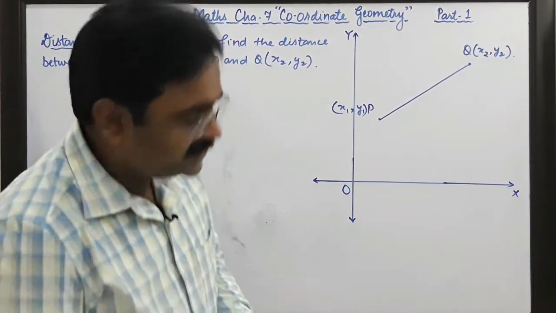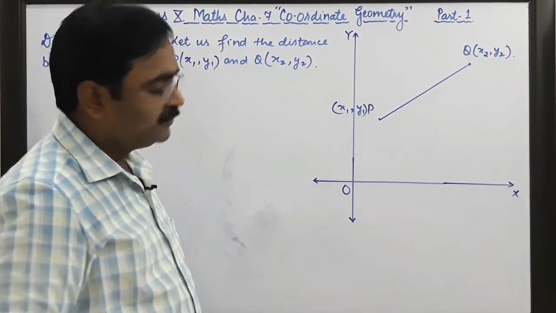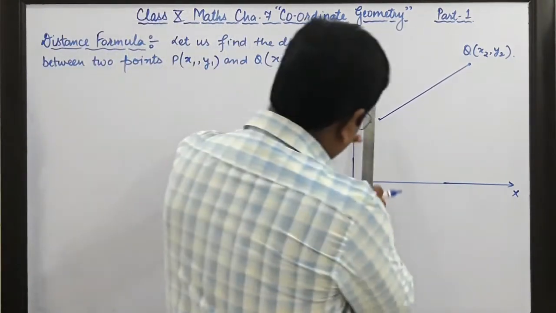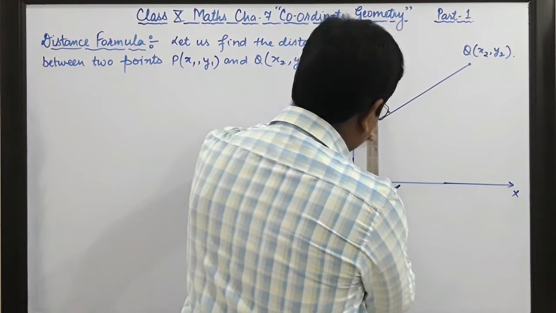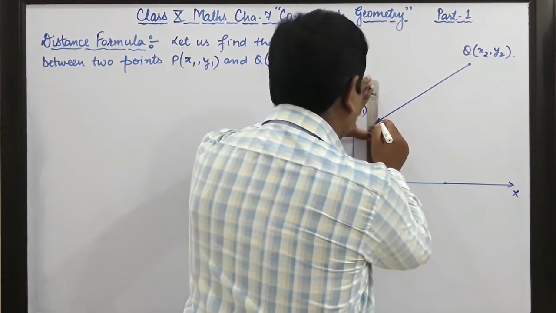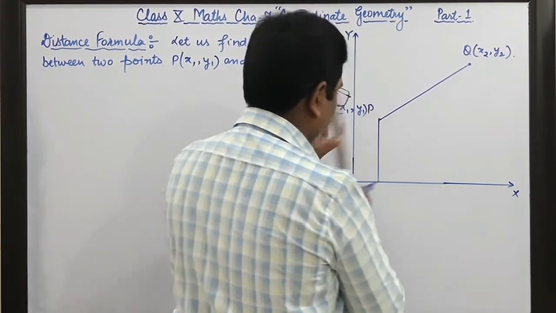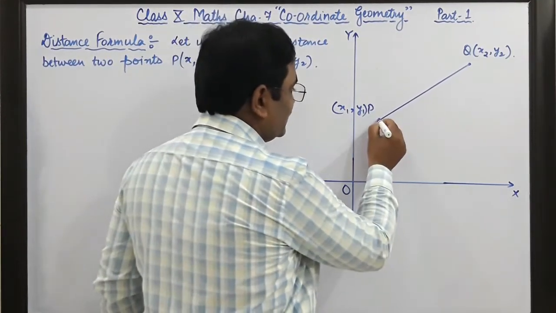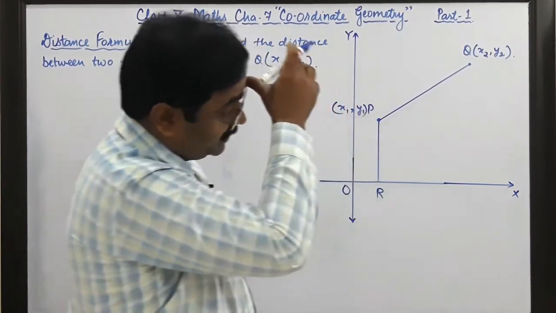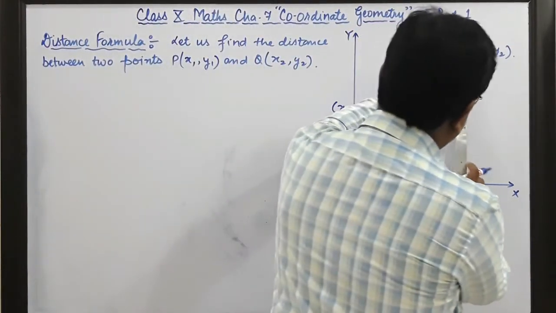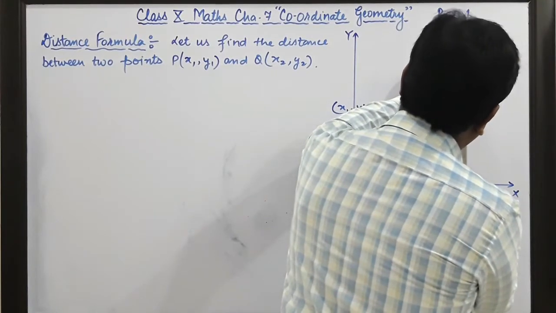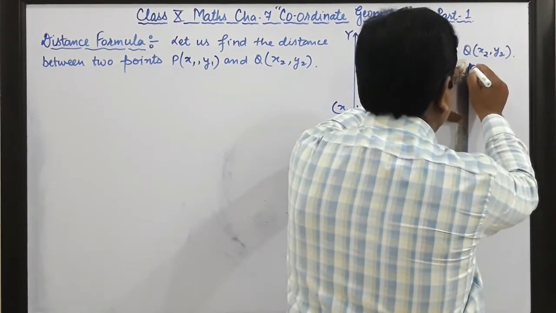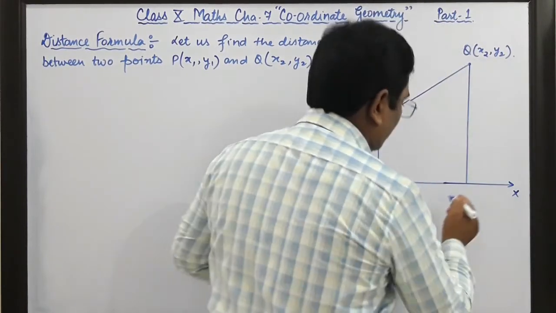To find the distance between these 2 points P and Q, we need to draw a line segment PR such that this line is perpendicular on the x-axis. So PR is the line perpendicular on the x-axis from the point P, and QS is the line drawn from the point Q perpendicular on the x-axis. This is QS.